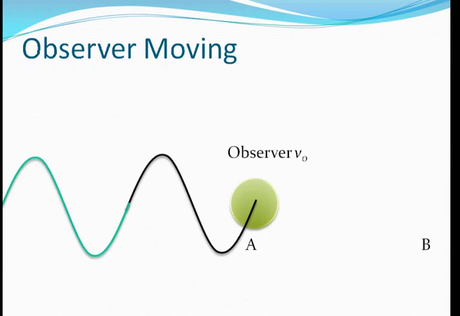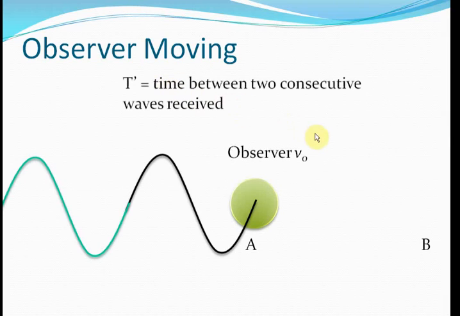Now, what will be the frequency detected by the observer if he is moving with respect to the source? Let's find this out by looking at the core definition of frequency. What does frequency really mean? It is the number of waves received by the observer in 1 second, isn't it? All we have to do to calculate the frequency a moving observer will observe is calculate the number of waves he receives in 1 second. We can do that by calculating t dash, the time between two consecutive waves received by the observer.